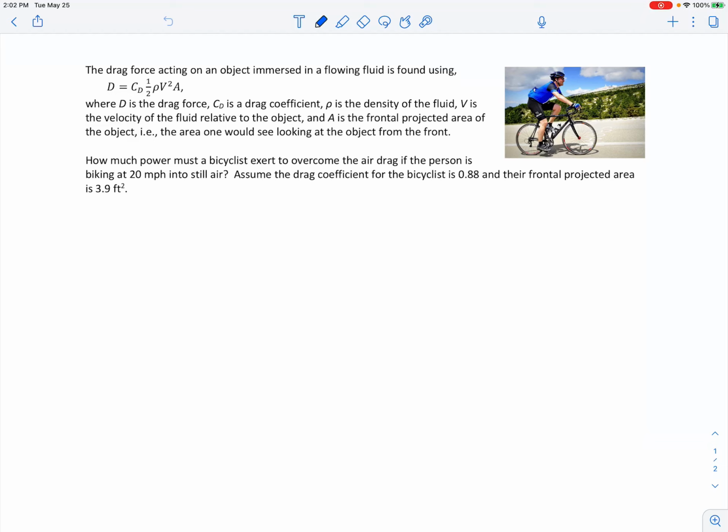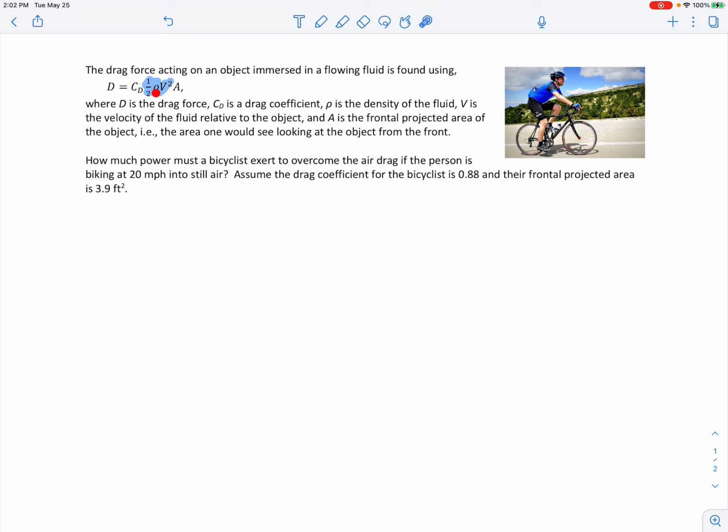In this example, we're told we have a drag force acting on an immersed object in a flowing fluid, given by the formula right here. This is the drag force. That's a drag coefficient. Then we have 1/2 rho v squared. That 1/2 rho v squared, this bit that I'm highlighting here, is called the dynamic pressure. That's a term you'll hear in fluid mechanics.